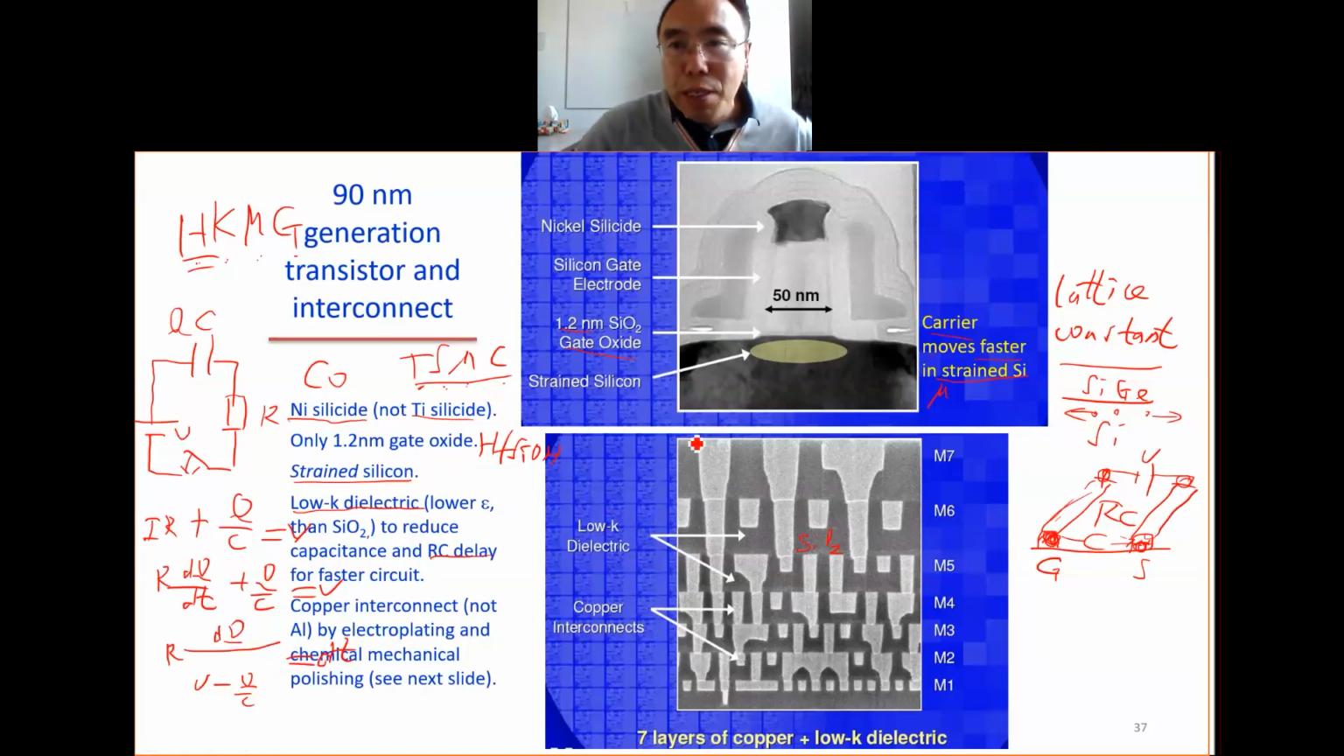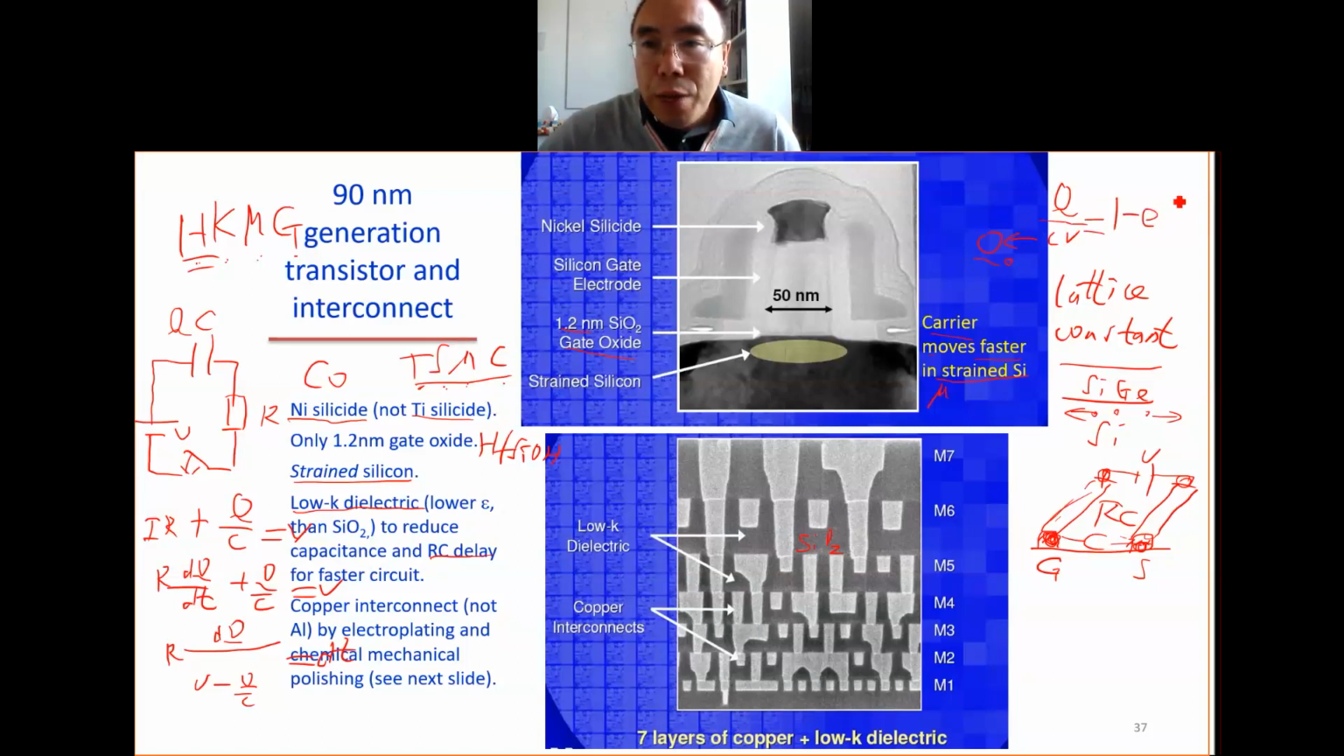In the end, you get the equation: Q over CV, where CV is the maximum Q0, equals 1 minus e to the minus t over RC. So you can see the RC. This is the time constant. That's why it's called RC delay. It's the time constant for the charging.